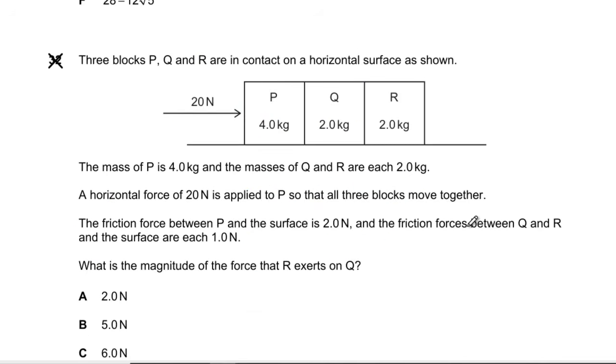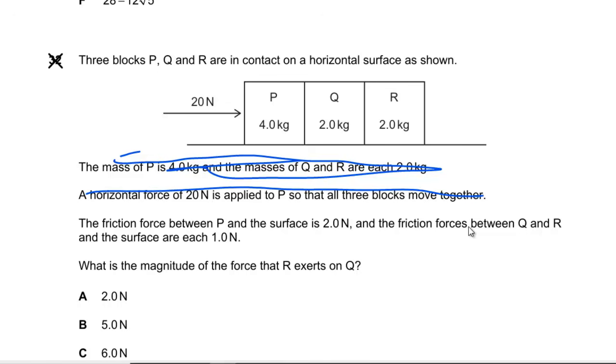That's good. 3 blocks, P, Q and R, are in contact on a horizontal surface as shown. The mass of P is 4 kilograms, that's all in the question, all in the picture, so we don't need any of that. Horizontal force is 20 newtons, we don't need any of that. Friction force between P and the surface is 2 newtons. Okay, so I've got 2 there. Between Q and R is 1, so we've got 1 there and 1 there. Okay, so 1 newton. That's right, fair enough. What's the magnitude of the force that R exerts on Q? God, this is quite involved, isn't it?